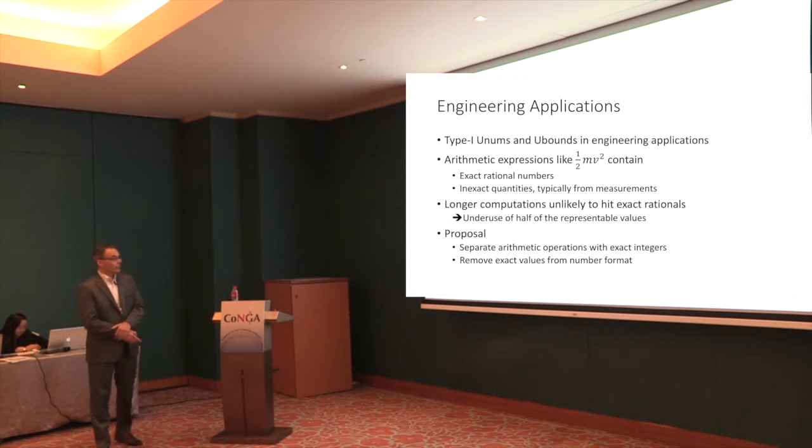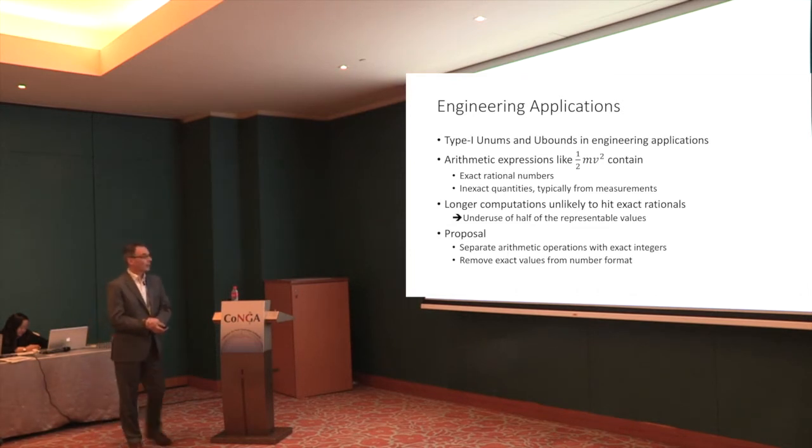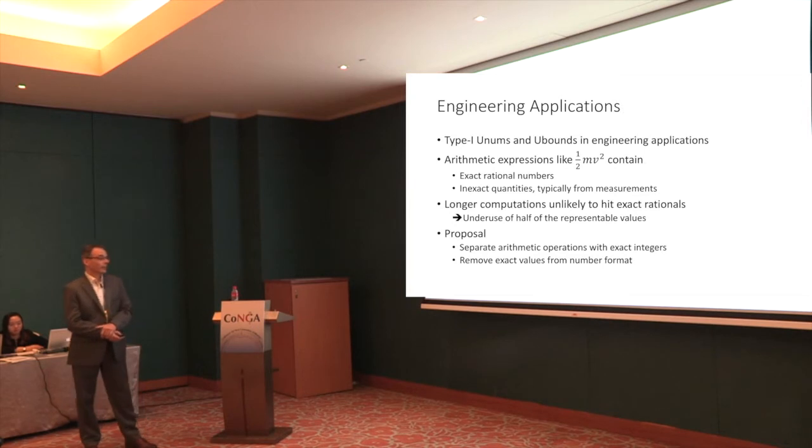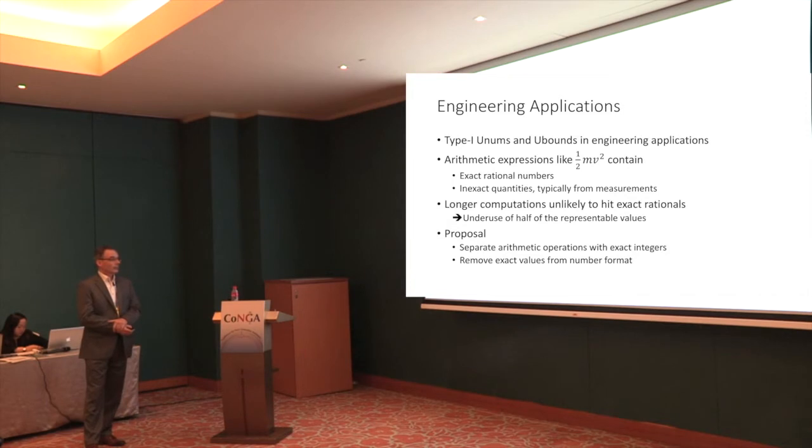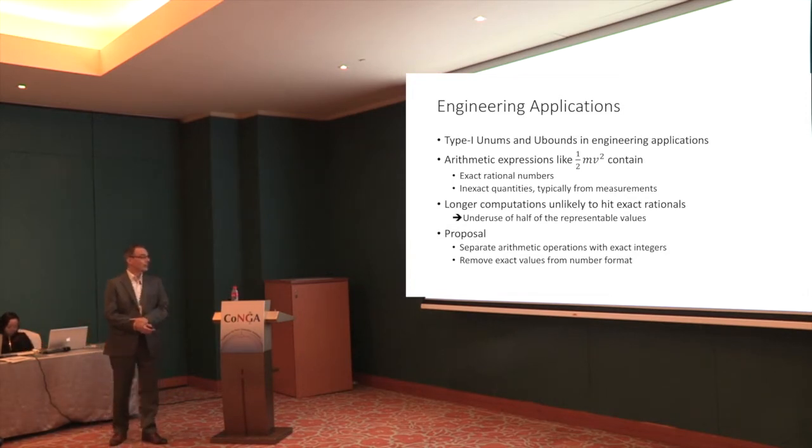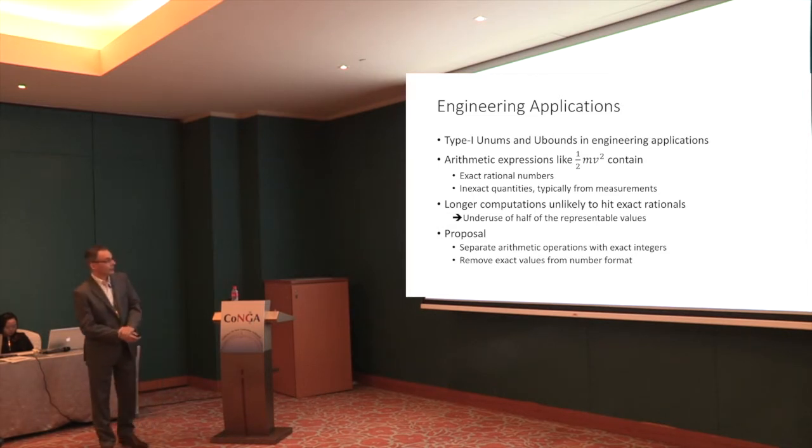When a longer computation is going on with such values, we are very unlikely to hit any of the exact rationals anymore. We will end up somewhere within some intervals that we will have as an intermediate or our final result. That raises the concern that all the exact rationals in the number system may be underused in realistic situations. So in order to implement such expressions as given up there, I think there are two ways to do that.